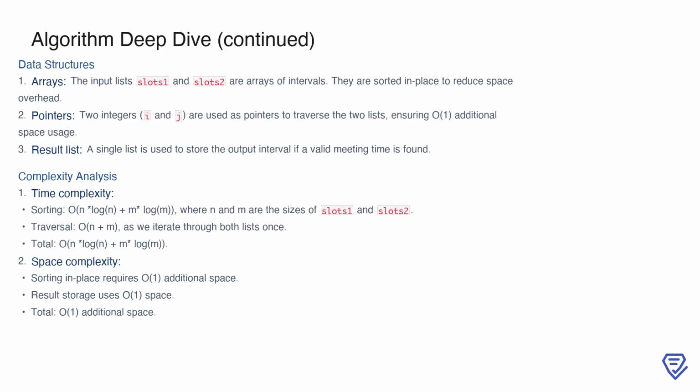From a complexity standpoint, the time complexity is dominated by the sorting step, which is O(n log n) for slots 1 and O(m log m) for slots 2. The traversal step is linear, O(n + m), as we only iterate through each list once. Combining these, the total time complexity is O(n log n + m log m). The space complexity is O(1) for additional space, as the sorting is done in place, and we only use a few pointers and a result list.